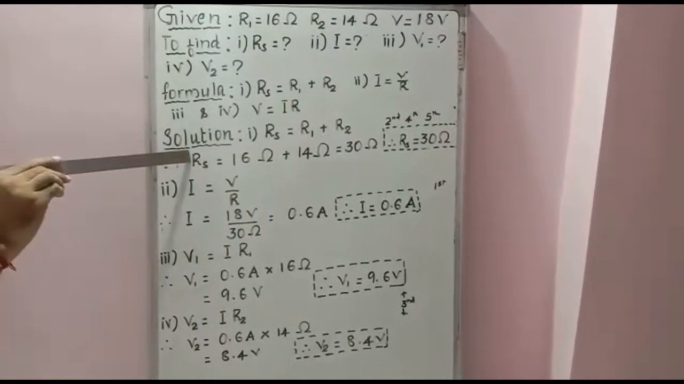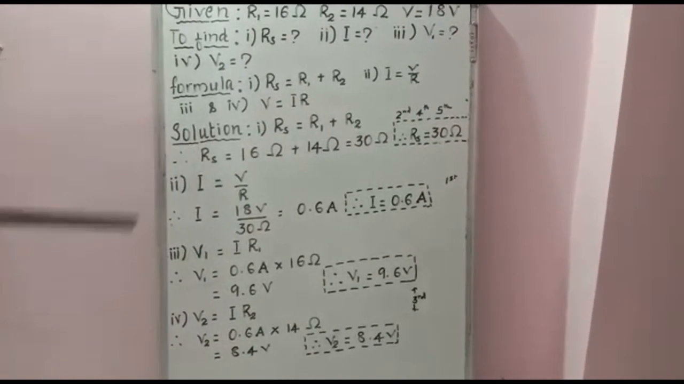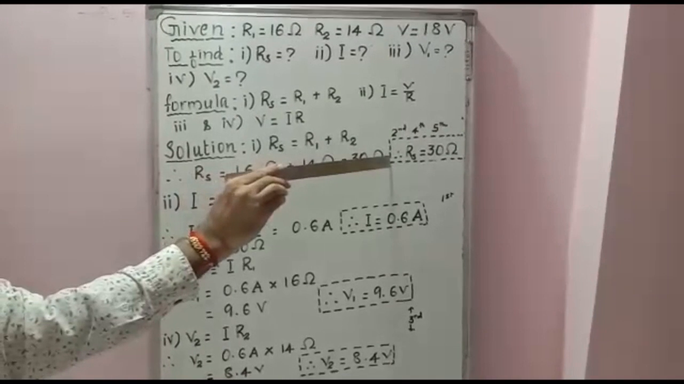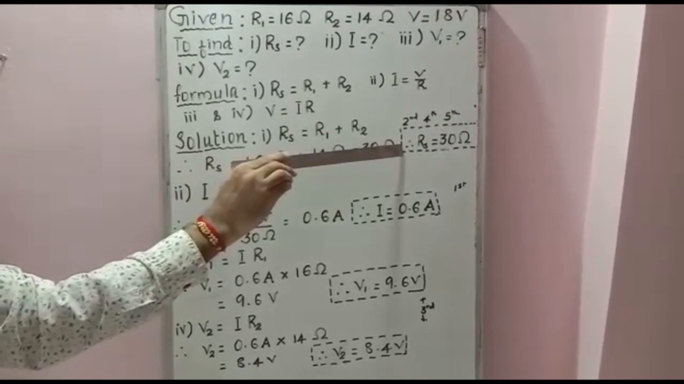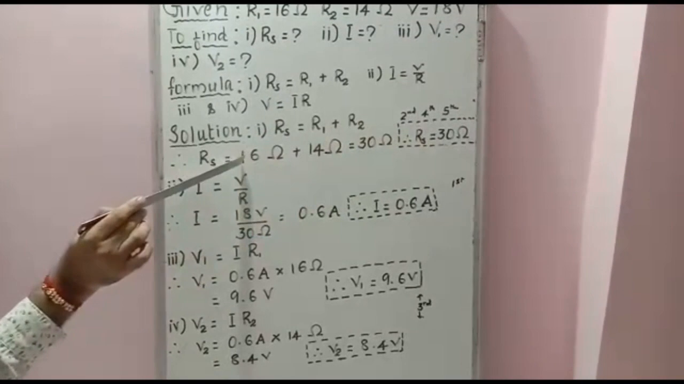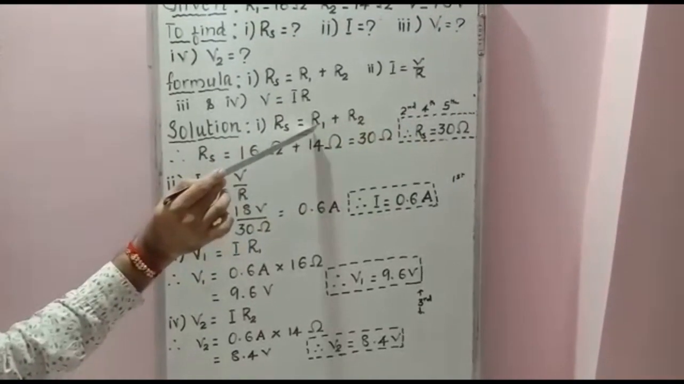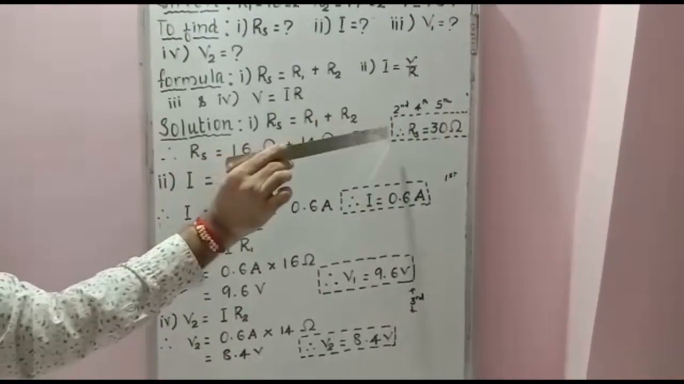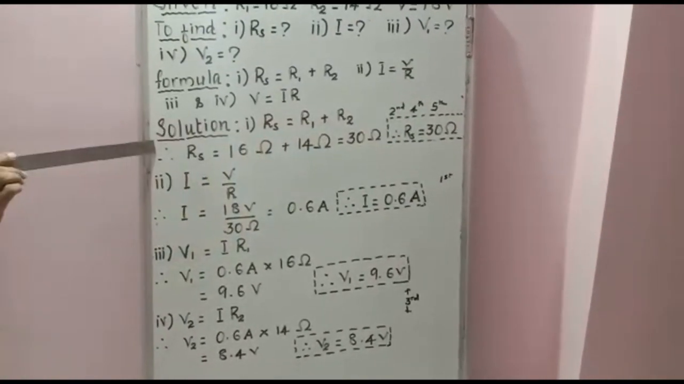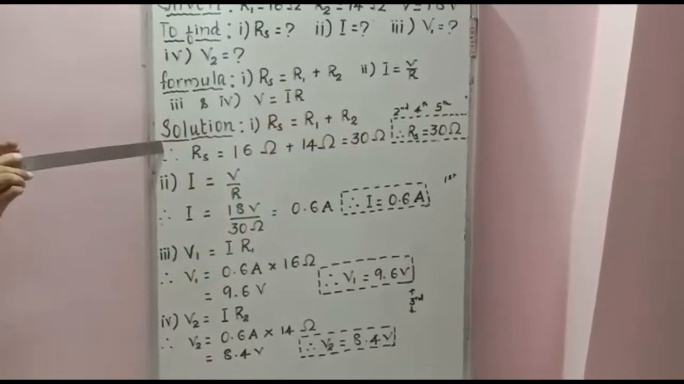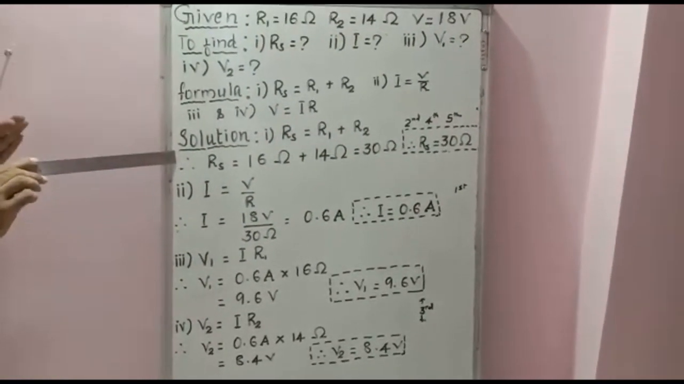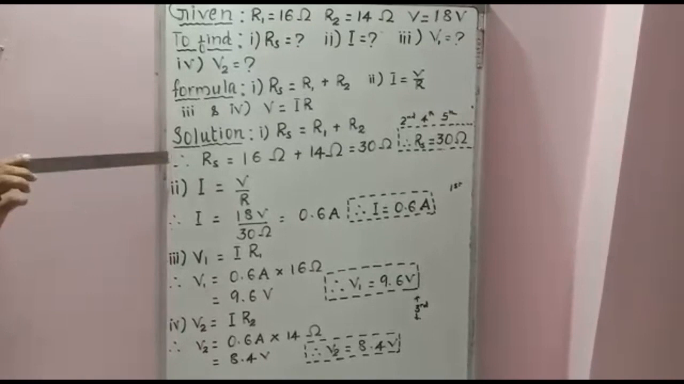Now the fifth character is also clarified by this. The arrangement is used to increase the resistance in a circuit. So here the resistance is 30 ohms. So the resistance has increased. R1 is 16, R2 is 14. So this combination is used to increase the resistance in the circuit. When we are increasing the resistance in the circuit, what happens? The flow of current is less. That is why this arrangement is used to increase the resistance in the circuit.